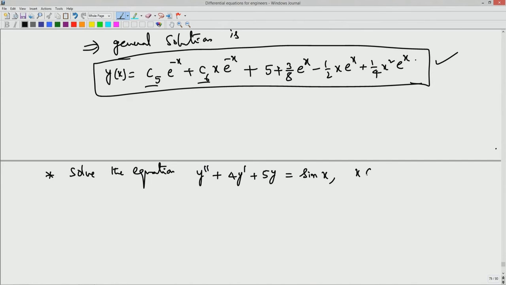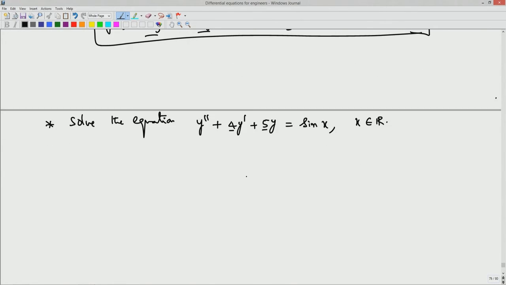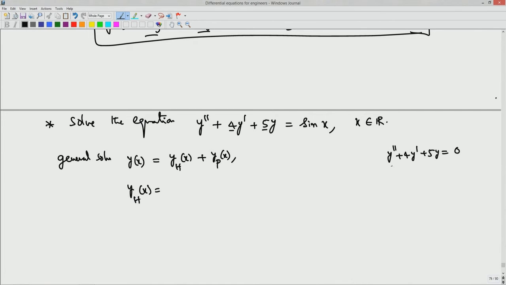Okay. So, x belongs to the full real line R because there is no issue with any coefficient; all the coefficients are well defined for every x. So, what is the solution? This is a non-homogeneous equation. So, the general solution is y of x equals yh of x, that is the homogeneous solution, plus a particular solution. What is yh? yh of x is simply that which satisfies y double dash plus 4y dash plus 5y equal to 0.